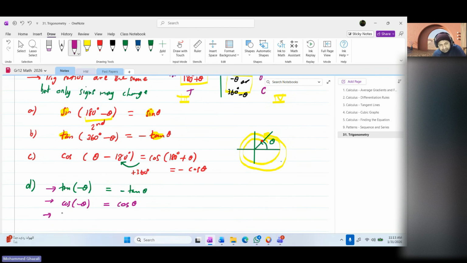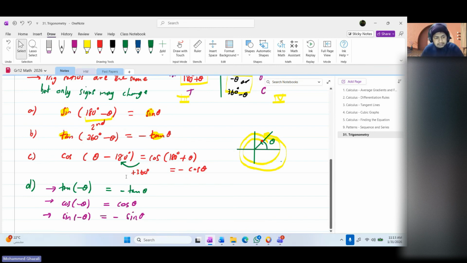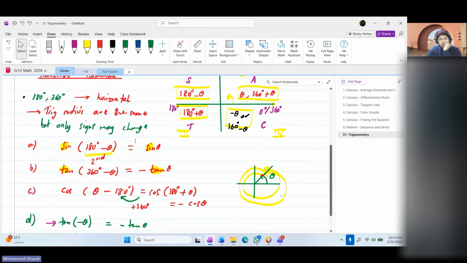And last, what is sine of negative theta? Sine of negative theta is in the fourth quadrant, and in the fourth quadrant, sine is negative, so negative sine theta. So this was the quick revision on reduction formula. Guys, I can use any trig ratio, sine, cos, tan, right? And just locate the quadrant after you get it in terms of 180 and 360 or negative angles. Locate the quadrant and just simplify using CAST.